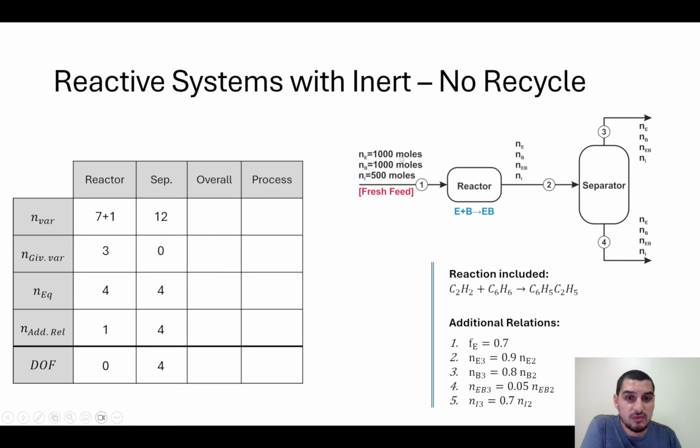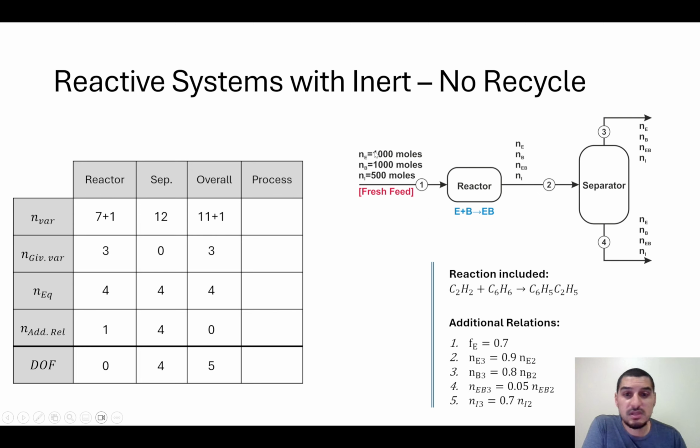For the overall, we have 1, 2, 3, 4, 5, 6, 7, 8, 9, 10, 11. So we have 11 variables. 4 plus 4 plus 3 is 11, plus the extent of reaction, so it's 12. The number of given variables is 3. The number of equations is 4. I'm going quickly because we already did this before, so I don't want to be wasting a lot of time. The number of additional relations is 0. We don't have any, so the degrees of freedom is 5.